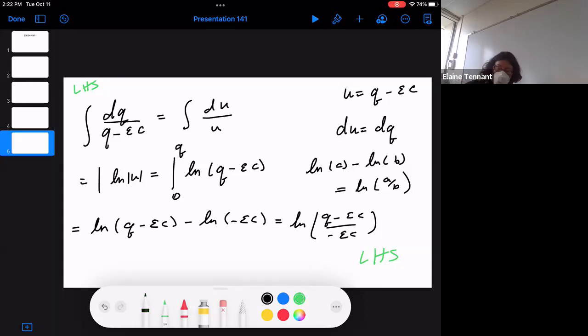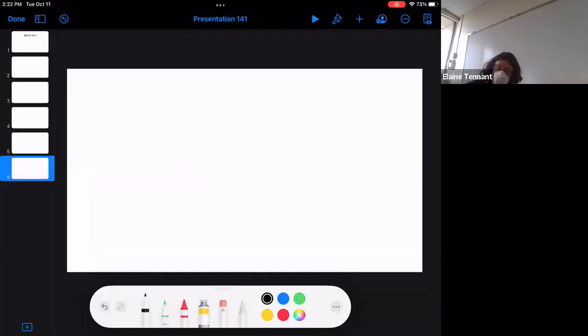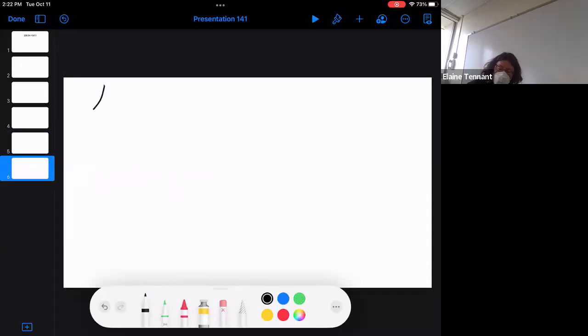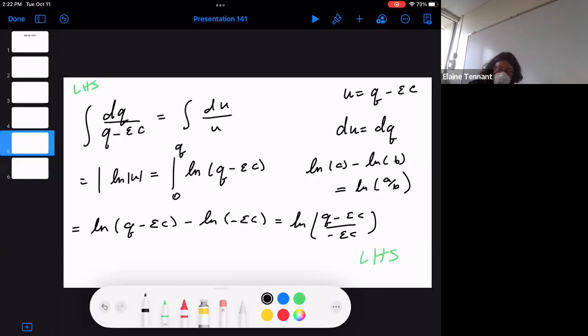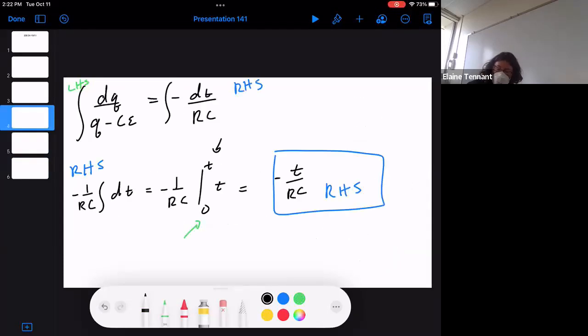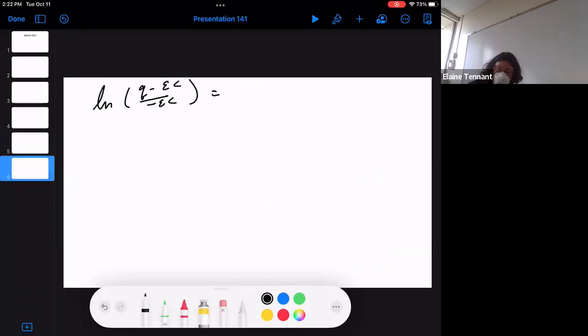Okay, so we're done with calculus. We did the integration. Now we just have to set these two things equal to each other and solve for an equation of charge with one side and time on the other. So charge with respect to time. Let me copy this over. So I have that. I have a minus sign. On the other side, I'm going to have a negative t over RC.